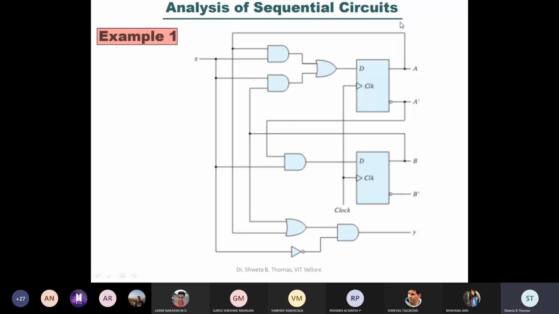So if you see, this is AX plus B complement. The addition of these two will give you the first input D. And for flip-flop B, it is equal to A complement X. So in this way you can proceed.